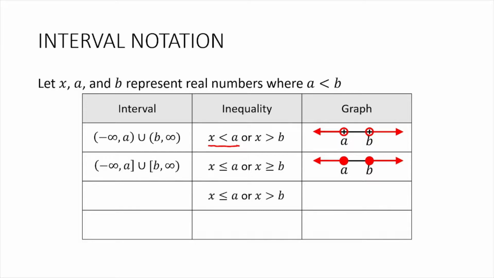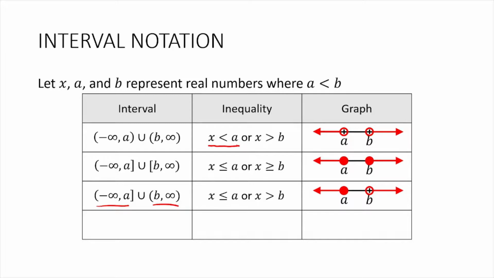Next, we have here x is less than or equal to a, or x is greater than b. So from a, including a, going to the left, and then from b, excluding b, going to the right. In this case, b is not included in the set, and all the numbers in between are also not included, but we include a. So we say negative infinity to a, and we use a bracket for a because a is included, and then we take the union of this interval and b to infinity, excluding b.